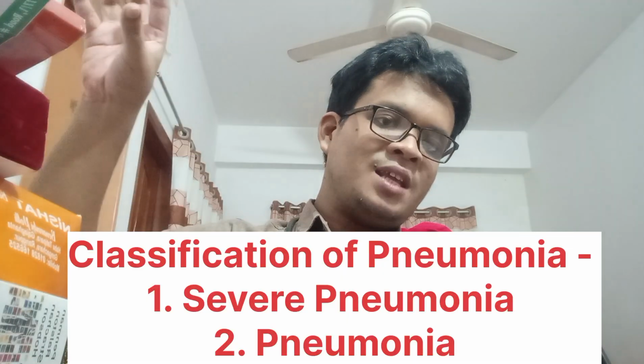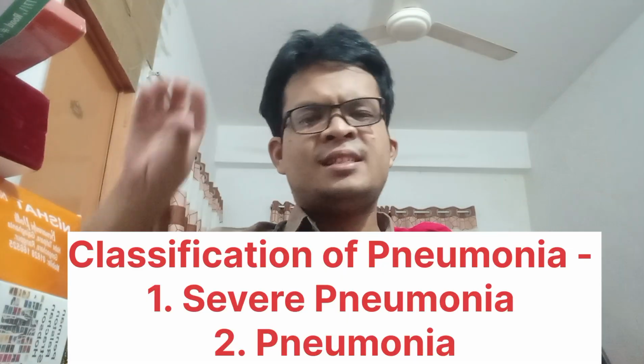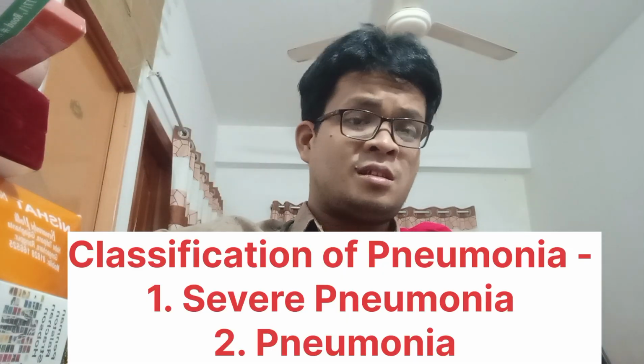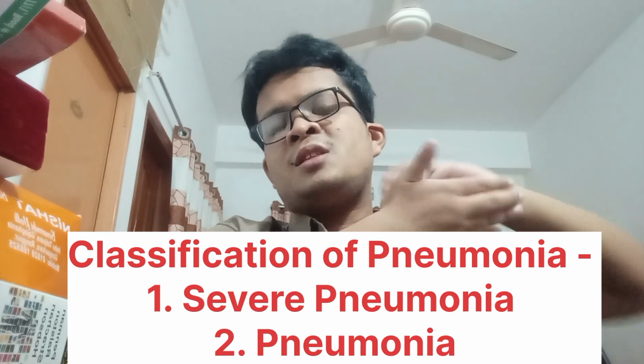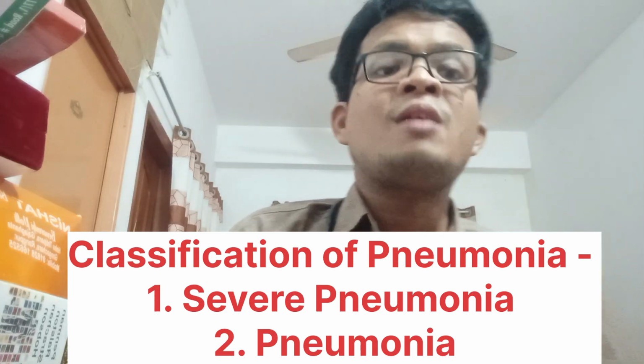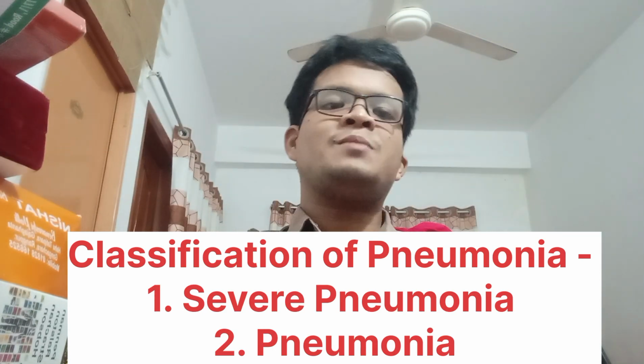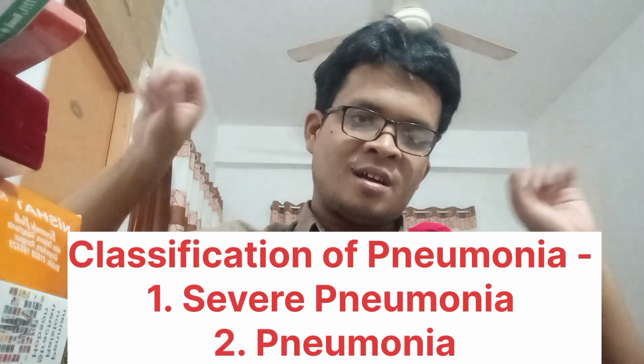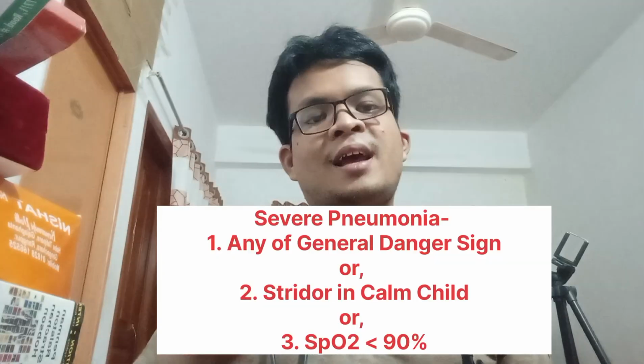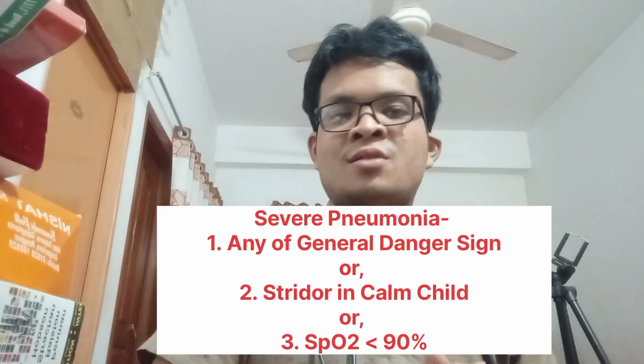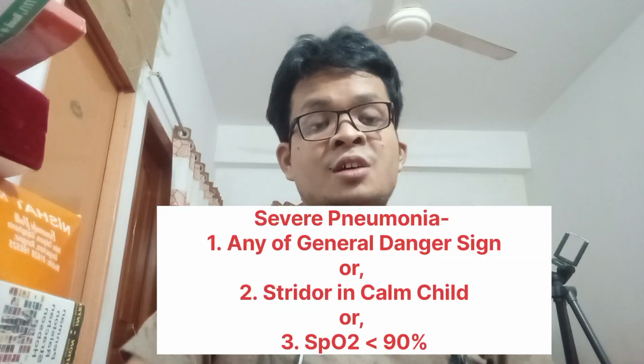Okay, now we'll classify pneumonia according to its severity. It is classified into two types: severe pneumonia and pneumonia. Severe pneumonia means it is a severe condition, and pneumonia means it's pneumonia but not severe. So now how will we differentiate between severe pneumonia and pneumonia? There are some criteria. For severe pneumonia, there are three criteria, and if any one of them is present, we will call it severe pneumonia. So what are the criteria?